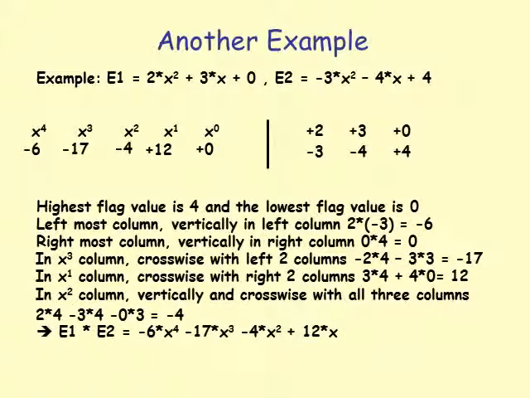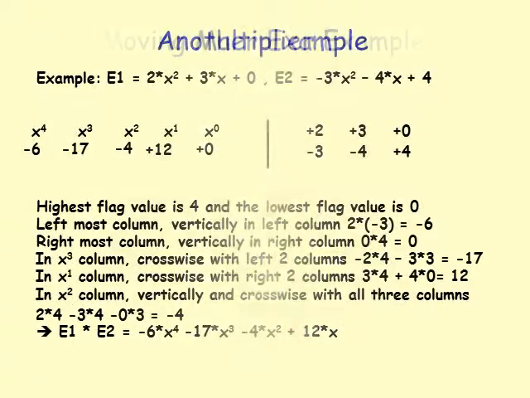Okay, so E1 times E2 is minus 6x to the power 4 minus 17x cubed minus 4x squared plus 12x plus constant 0. That means E1 times E2 is minus 6x fourth power minus 17x cubed minus 4x squared plus 12x. Let's continue.